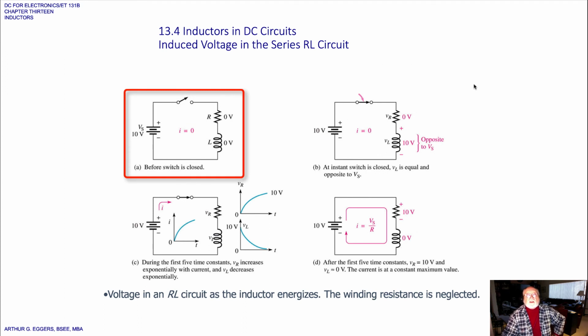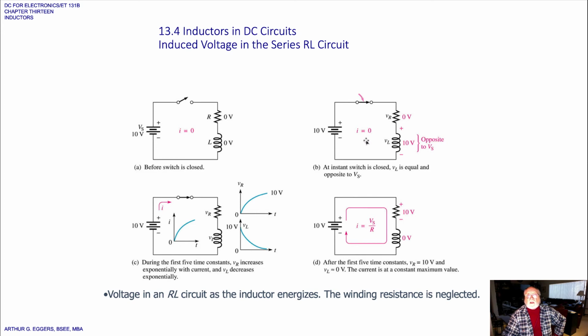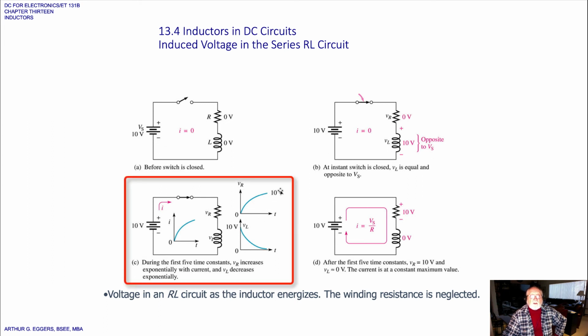Induced voltages in a series RL circuit. You can look through this relationship with the opening and closing of the switch. What is happening? No current is flowing. And then after the current starts to flow, you can see that the voltage across the resistor goes from 0 to 10 volts maximum. The voltage across the inductor goes to 0.